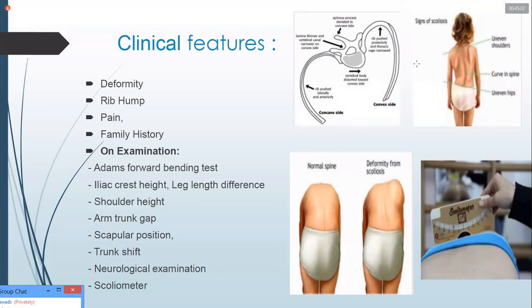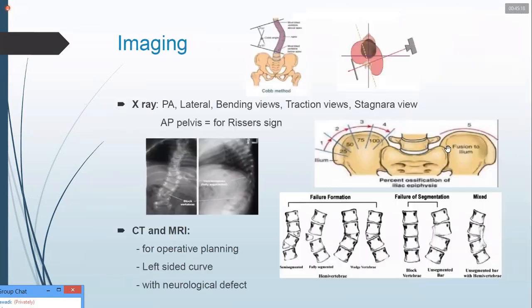and different neurological findings, and the scoliometer. In this picture we can see the scoliometer. This is the scale to measure the scoliosis. In imaging, the angle of scoliosis is measured by Cobb's method, from the superior and inferior end plate of the deformity, and the line perpendicular to this gives the angulation. The different X-rays: PA, lateral, bending views, traction views, and Stagnara view.